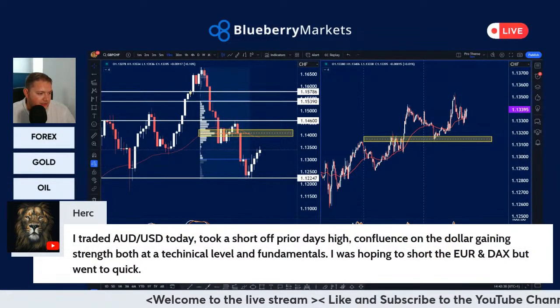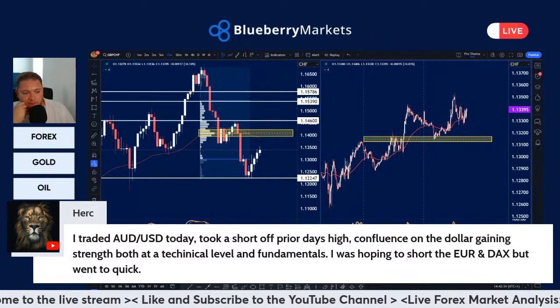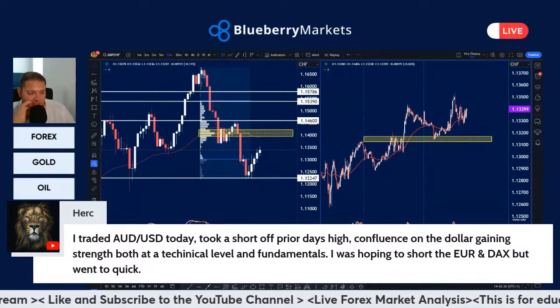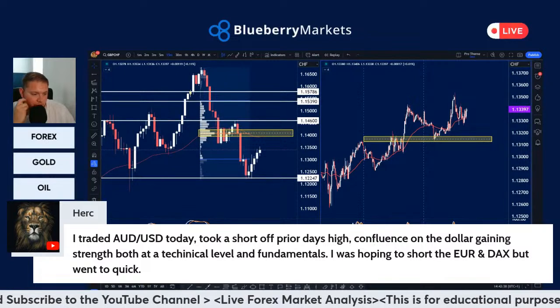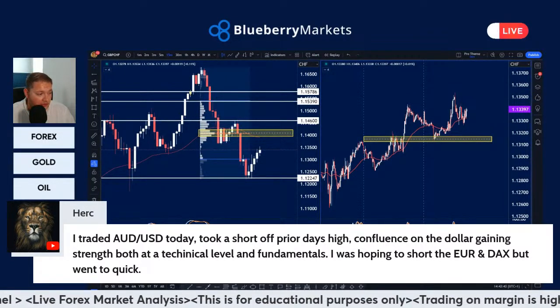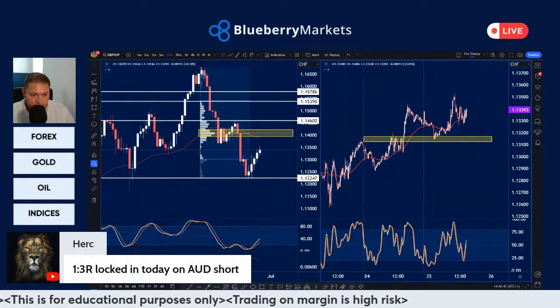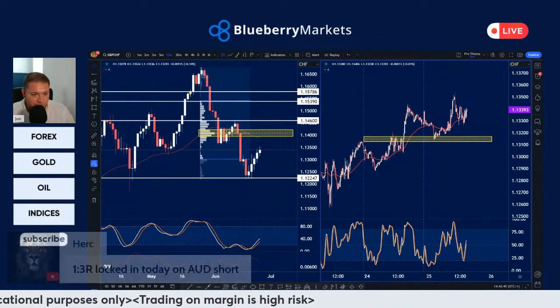I traded Aussie US dollar today. Took a short off prior day's highs. Confluence on the dollar gaining strength, both at the technical level and fundamentals. Hoping to short Euro and DAX, but went too quick. Yeah, nice. Like those plays. Like the idea of shorting from a high. That's kind of my favorite there. And you've locked in 3 to 1. Perfect.